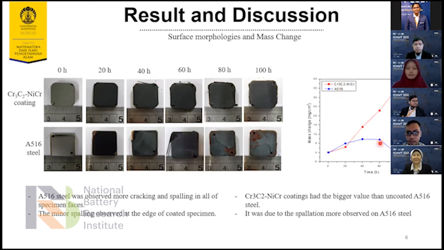And the next figure shows the mass change of uncoated and coated specimen. Mass change shows that chromium carbide nickel chromium coating had a smaller value than uncoated specimen. It was due to the spallation being more observed on uncoated specimen, whereas the mass change on chromium carbide nickel chromium coating showed spallation observed after 80 hours. You can see from the figure that there was a decrement in this area.